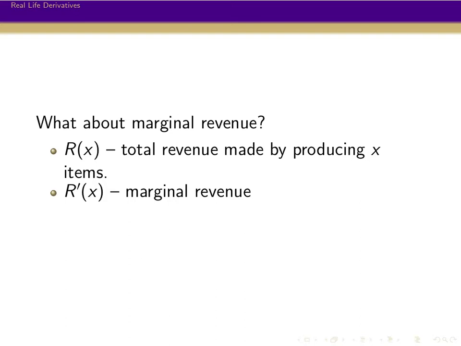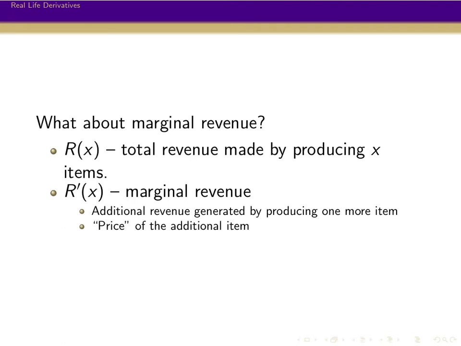Well, what exactly is that going to mean? Well, same idea as before, it's going to be the additional revenue you make by producing one more item. Well, if you make one more item, you make revenue off of it. How do you make that additional revenue? Well, you make it by selling it. So this is how much more you get for selling that one more item. So really that's equivalent to the price you can get for that one additional item that you sell. Right? So R prime of x is going to tell you about the price you're able to sell each additional item for.